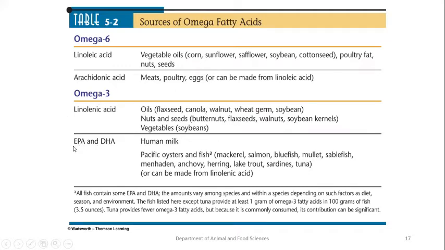And EPA and DHA, we will talk about these fatty acids also, which have a vital nutritional role in our health. EPA and DHA are also kinds of omega-3 fatty acids, and they are good. They are available in human milk and fish oils.